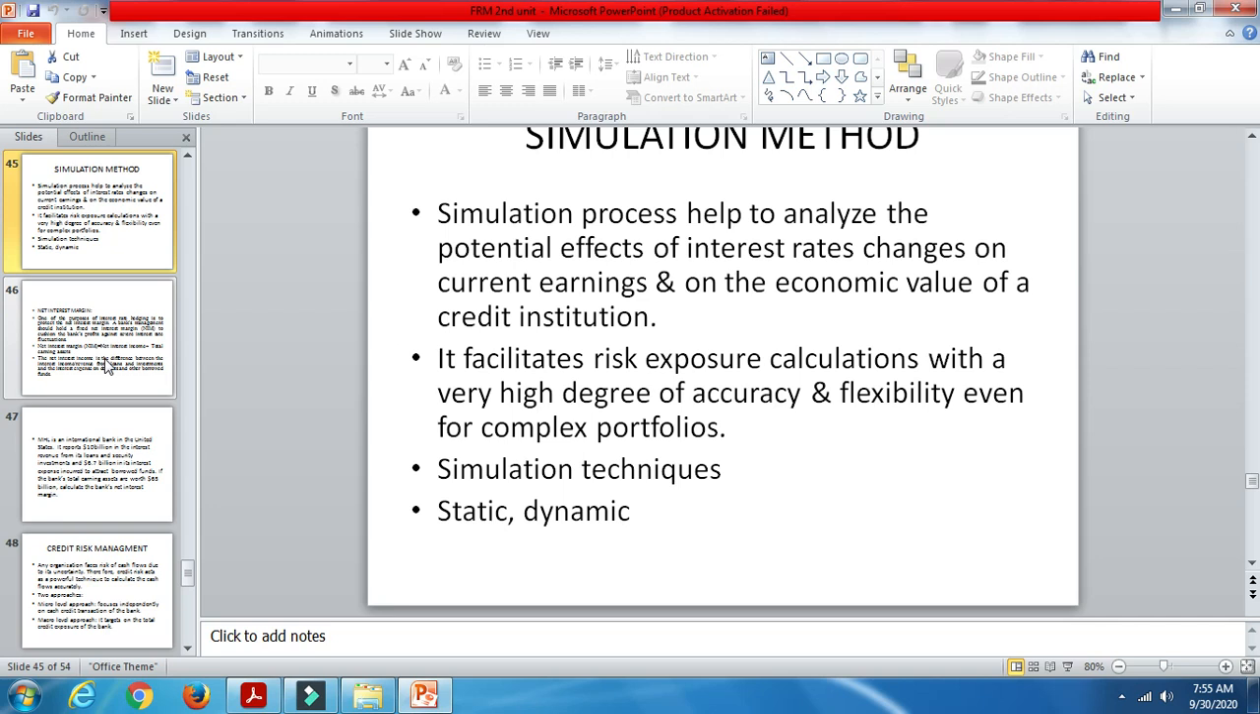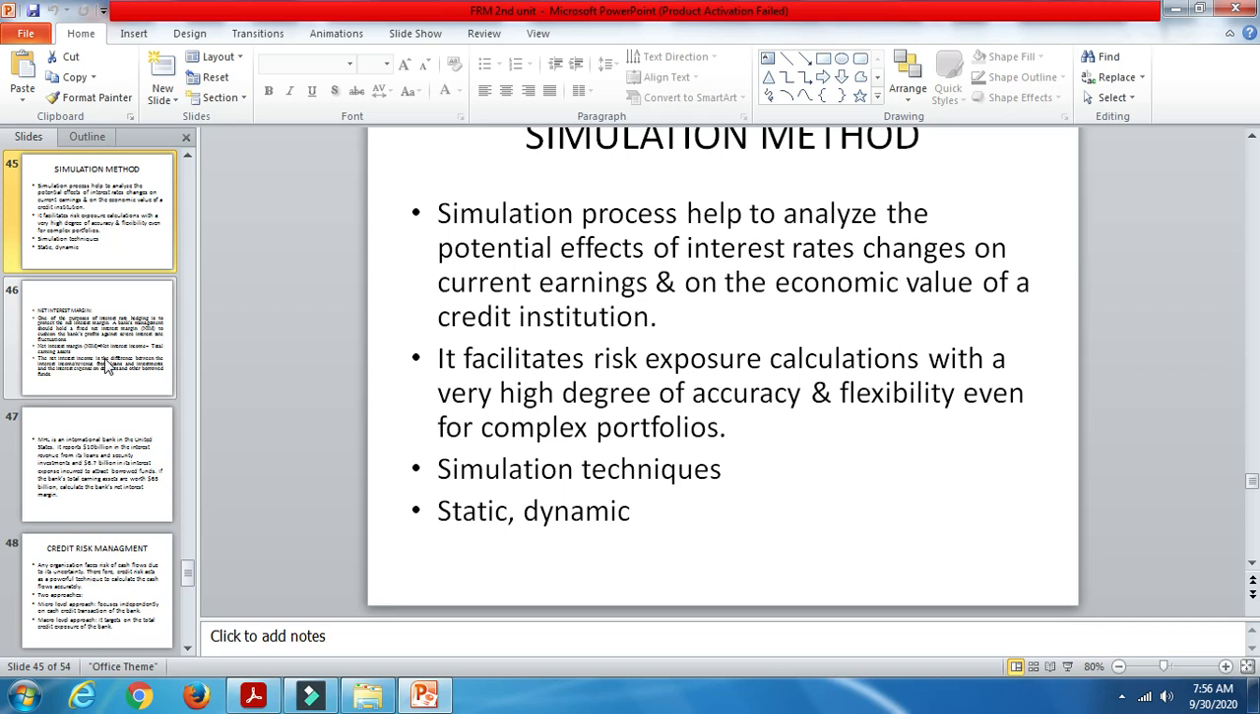you will be selecting interest rate fluctuations. You will be checking what the major reasons are for affecting the interest rate fluctuations or the current earnings and all. That will be taken care of with a high degree of accuracy and flexibility. Even for difficult portfolios and big securities, simulation plays a very important role.